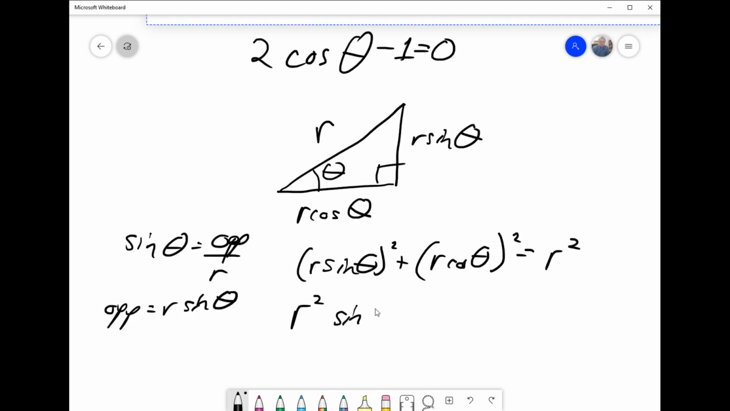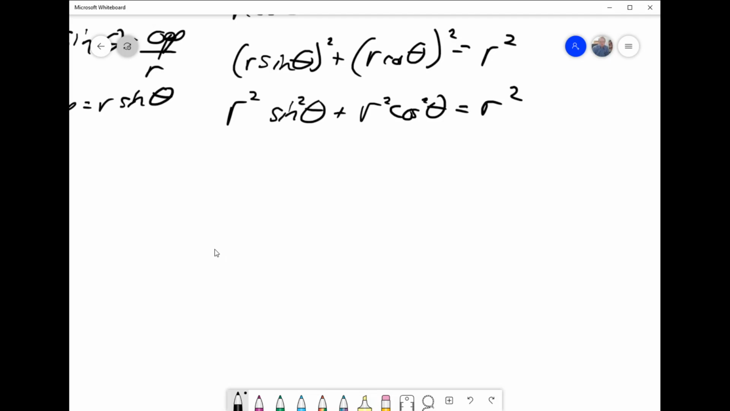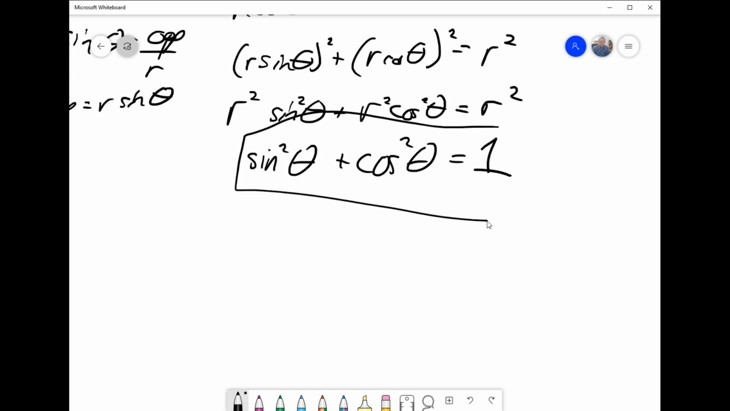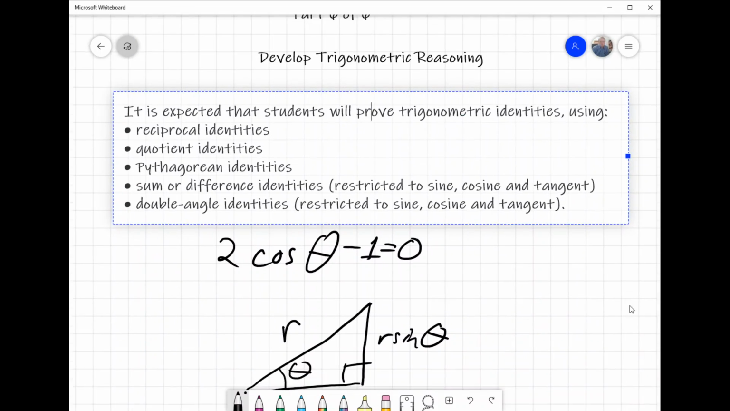This gives us r squared sine squared theta plus r squared cos squared theta equals r squared. Now, based on this, we can divide everything by r squared, as that's allowed as long as r does not equal 0, and if r equals 0, we don't have much of a triangle. So it's safe to assume r is not 0. That leaves us with sine squared theta plus cos squared theta equals 1. This is an example of what they refer to in this outcome as a Pythagorean identity, because we get it from the Pythagorean theorem.